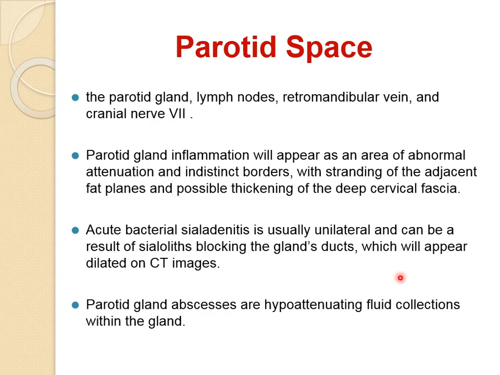Another space is the parotid space. The parotid space contains lymph nodes, the parotid gland, the retromandibular vein, and a cranial nerve. Which cranial nerve? Seven, the facial nerve. All of you check that. Parotid gland inflammation is common.